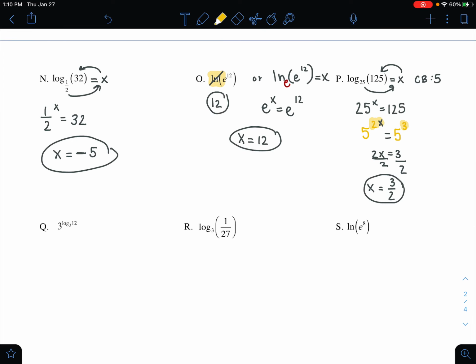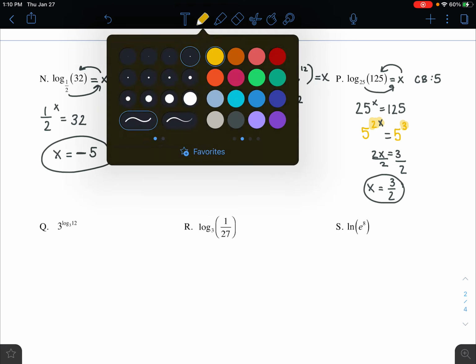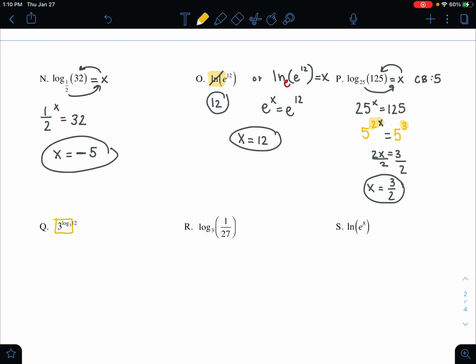All right, in Q, when the base of my exponential matches the base of my log, it simplifies to be 1, and I'm left with 12.